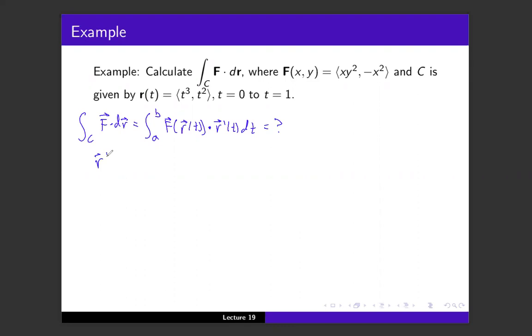Well, r prime of t is quite simple. It's going to be 3t squared, comma 2t. Meanwhile, F of r of t, since x is t cubed and y is t squared, this whole thing is going to become t to the 7th, because it's t cubed times t to the 4th, negative t to the 6th, negative t cubed squared.